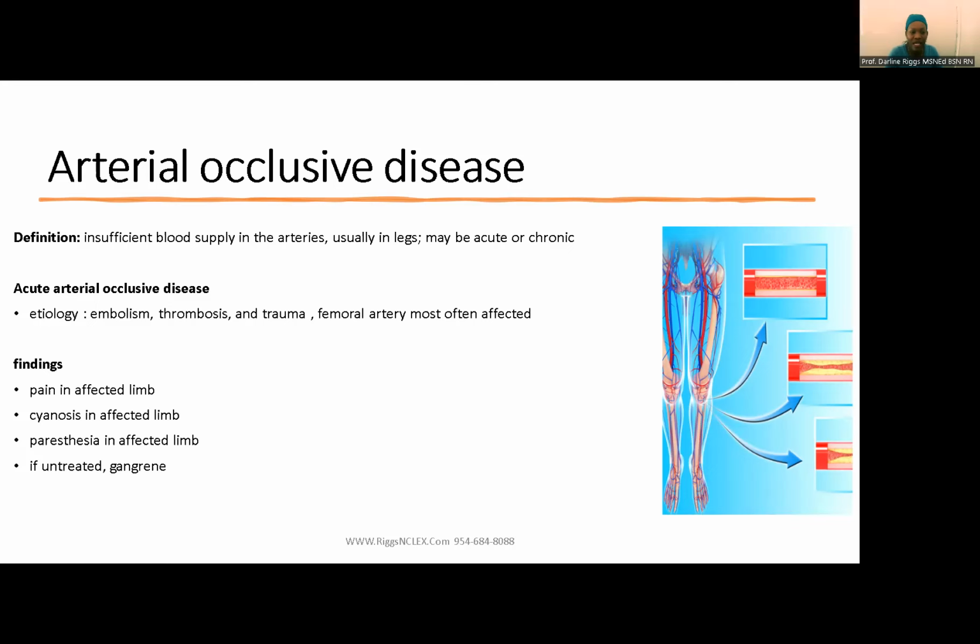So these clients are going to have pain in that affected area. There's going to be some swelling. It could be blue, cyanosis, discoloration. And if untreated, that area dies, gangrene, necrosis. That's not good, right? And they may get that tingling, paralysis type of feeling, that paresthesia to that extremity.